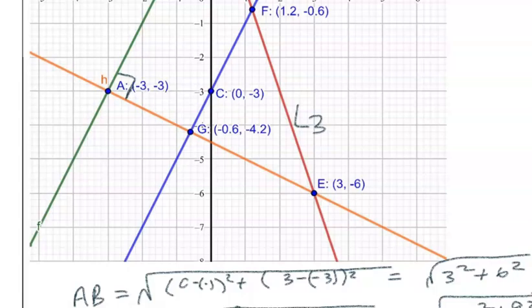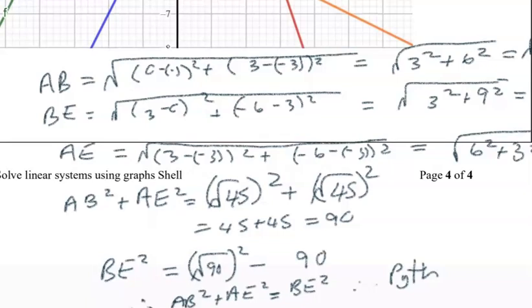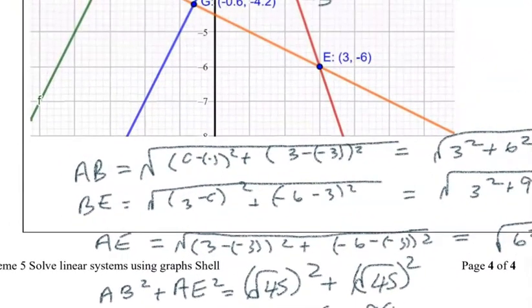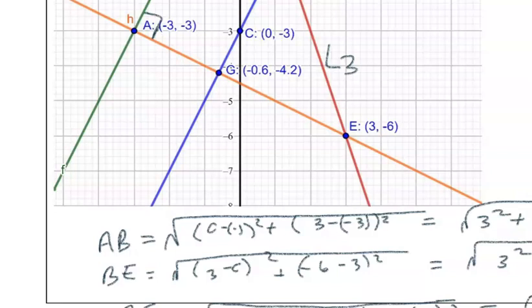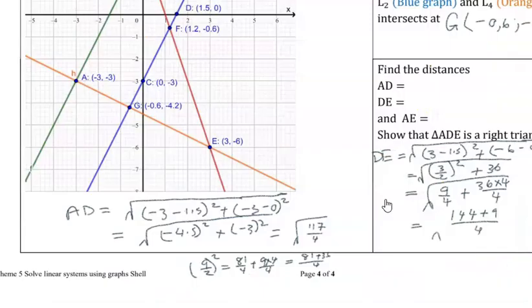side. We did see in the previous example also that the orange line and the green line are perpendicular on each other. That was another way to determine that that angle is 90 degrees.